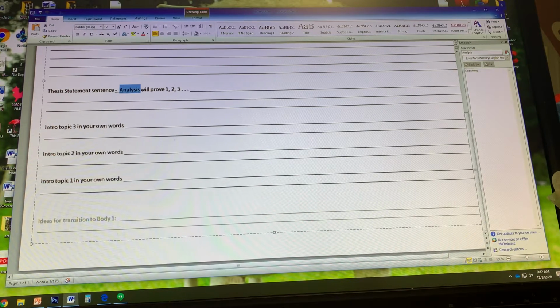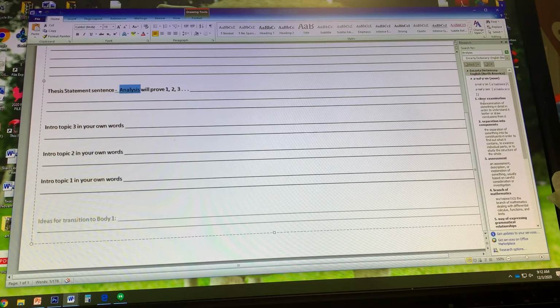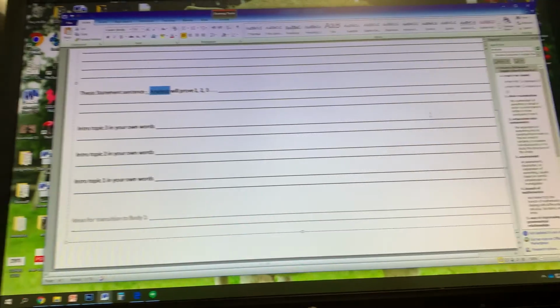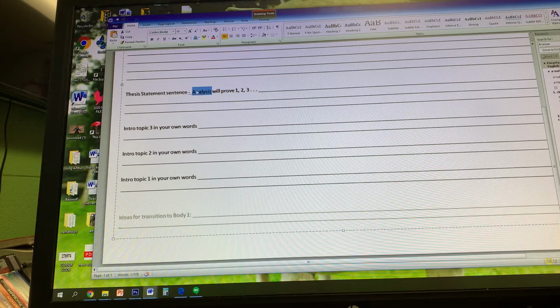Okay, so my examination of the topic will prove, and so on. All right, same thing. So use your dictionary, use your thesaurus, and come up with all kinds of synonyms. Synonyms for not only your nouns, but your verbs. Synonyms for the verbs are very important.